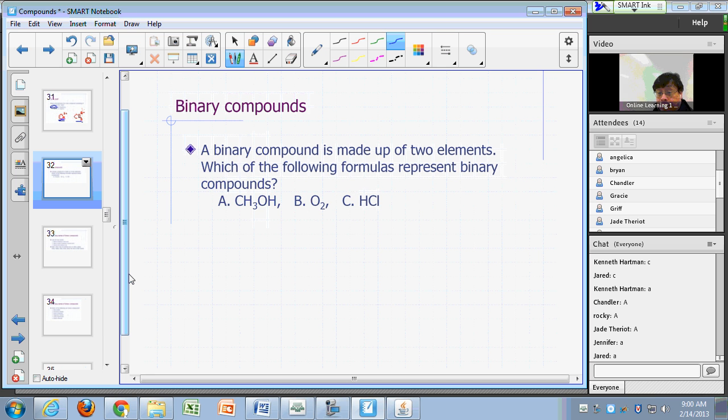Okay, let's talk about binary compounds now. A binary compound is one that's made up of only two elements. So which of these formulas represent a binary compound?